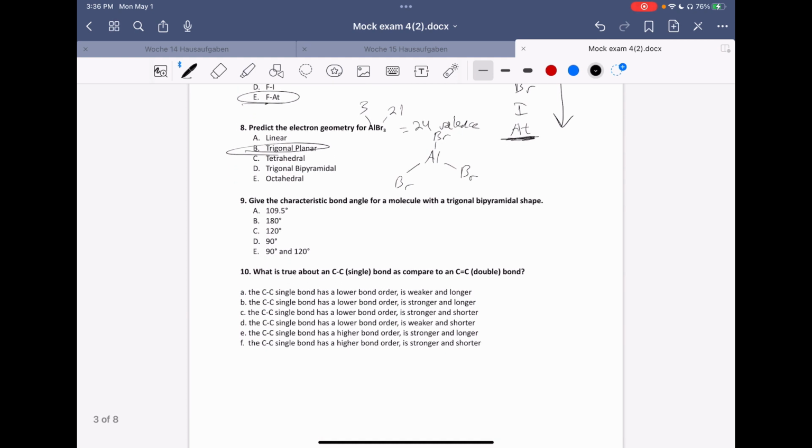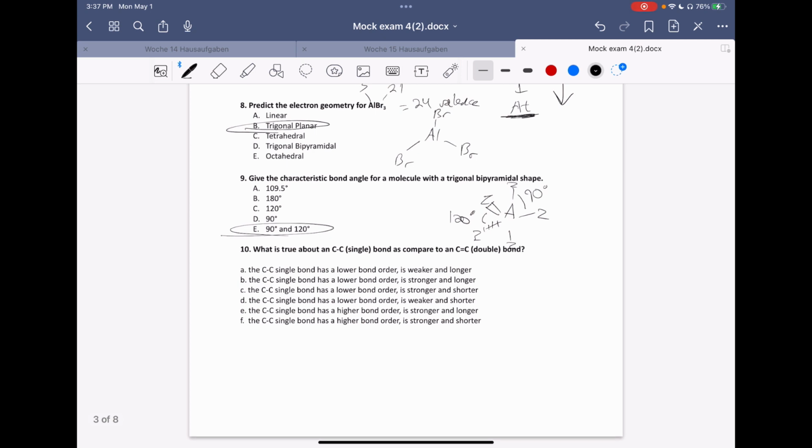Give the characteristic bond angle for a molecule with the trigonal bipyramidal shape. So if we remember that the trigonal bipyramidal shape is going to be something like this. Again, I guess I should probably draw this like that, and then we know that around these molecules it's going to be 120, and then from the axial molecules to the equatorial molecules is going to be 90 degrees. So then the answer is 90 and 120.